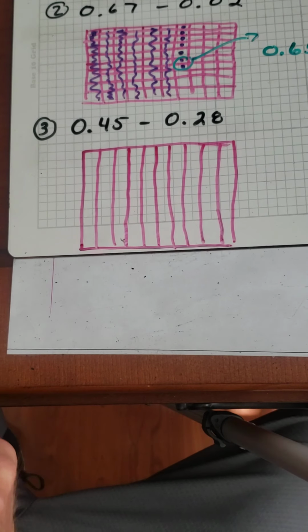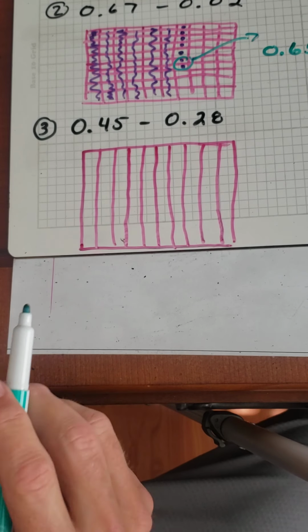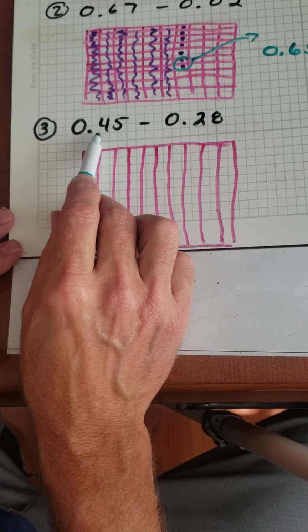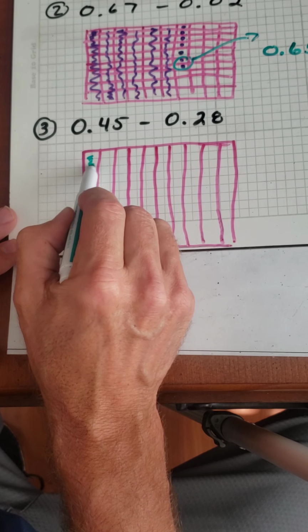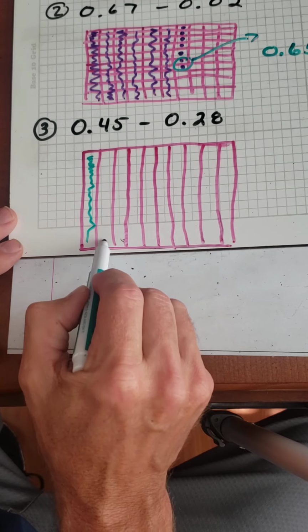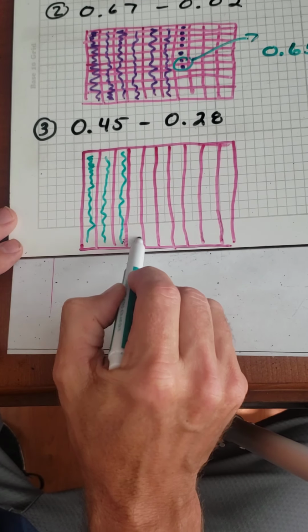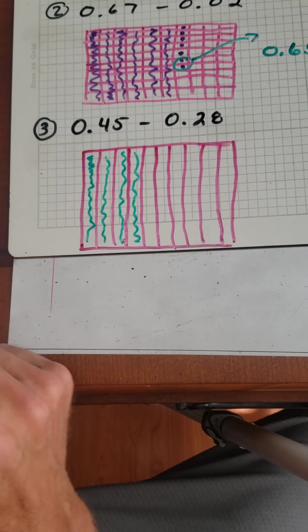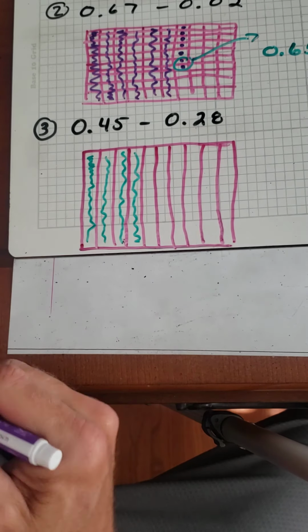Okay. And then once again, what it tells me to do is to start with 4.45. So 4/10 and 5 100ths. Well, the 4/10 are easy for me to do. I can just do it like this. There's 1, 2, 3, 4. But the 5 100ths, I now need to break this up into those smaller pieces.